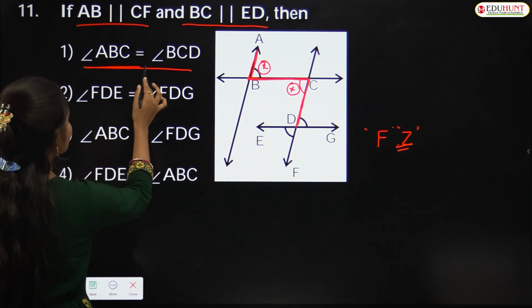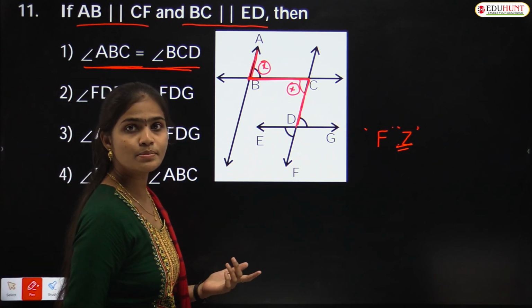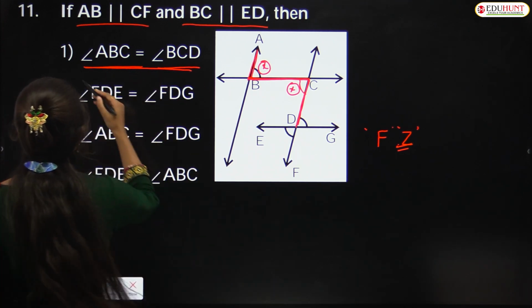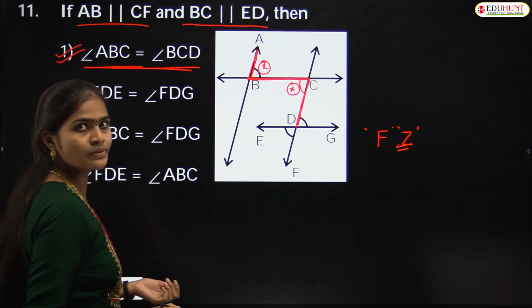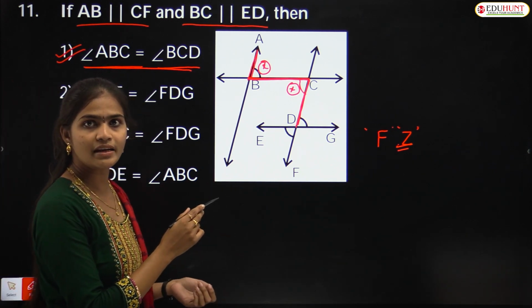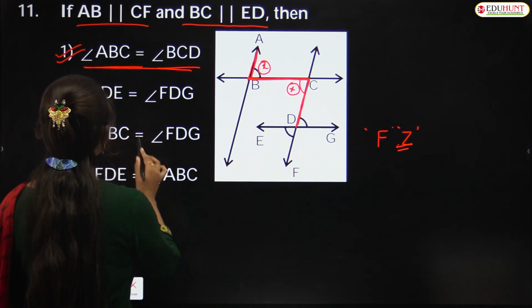That is, angle ABC is equal to angle BCD. Is it possible or not? Yes, it is possible. So option 1 is correct. Here each and every option we have to check now. So go for another one.